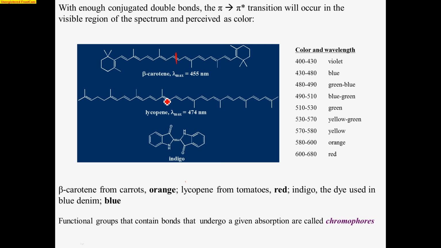Lycopene is the molecule that's responsible for the red color in tomatoes, and most of you should be familiar with indigo, which is the first example of a naturally occurring molecule that was later synthesized for the specific purpose of developing dyes for clothing.